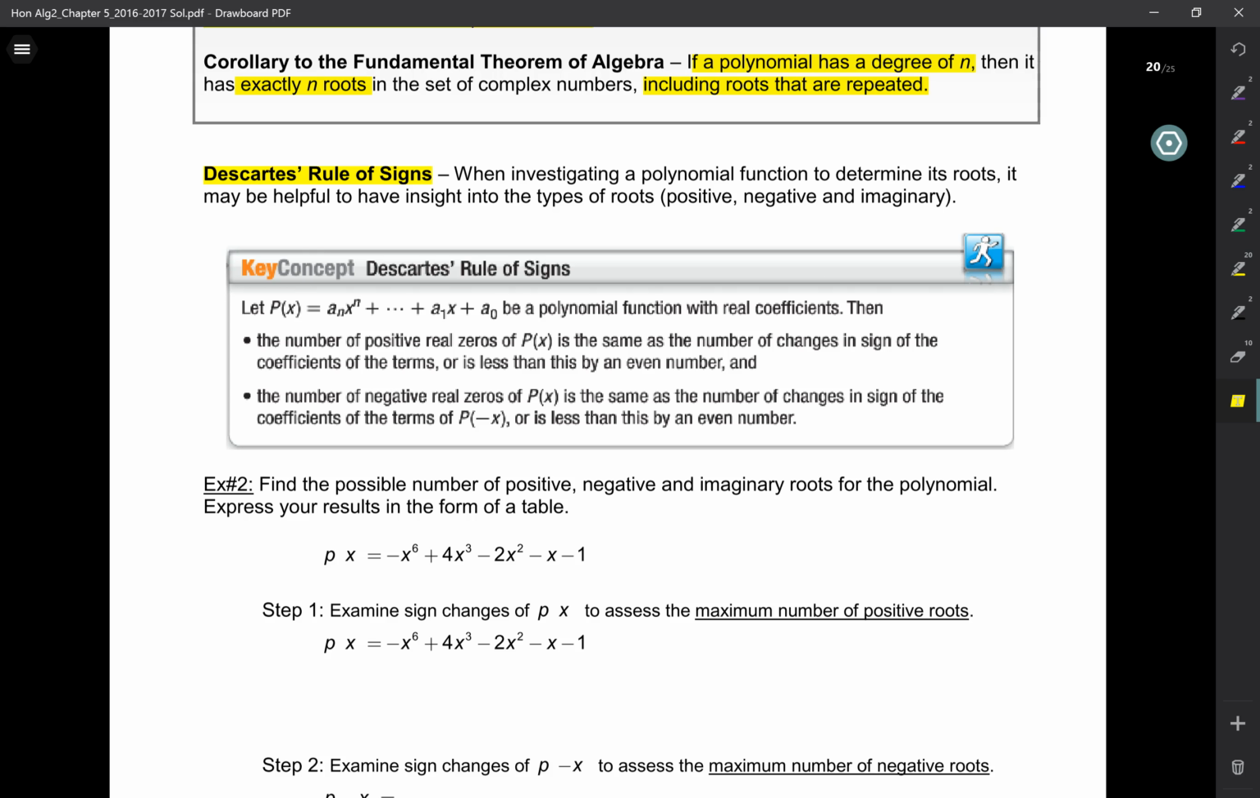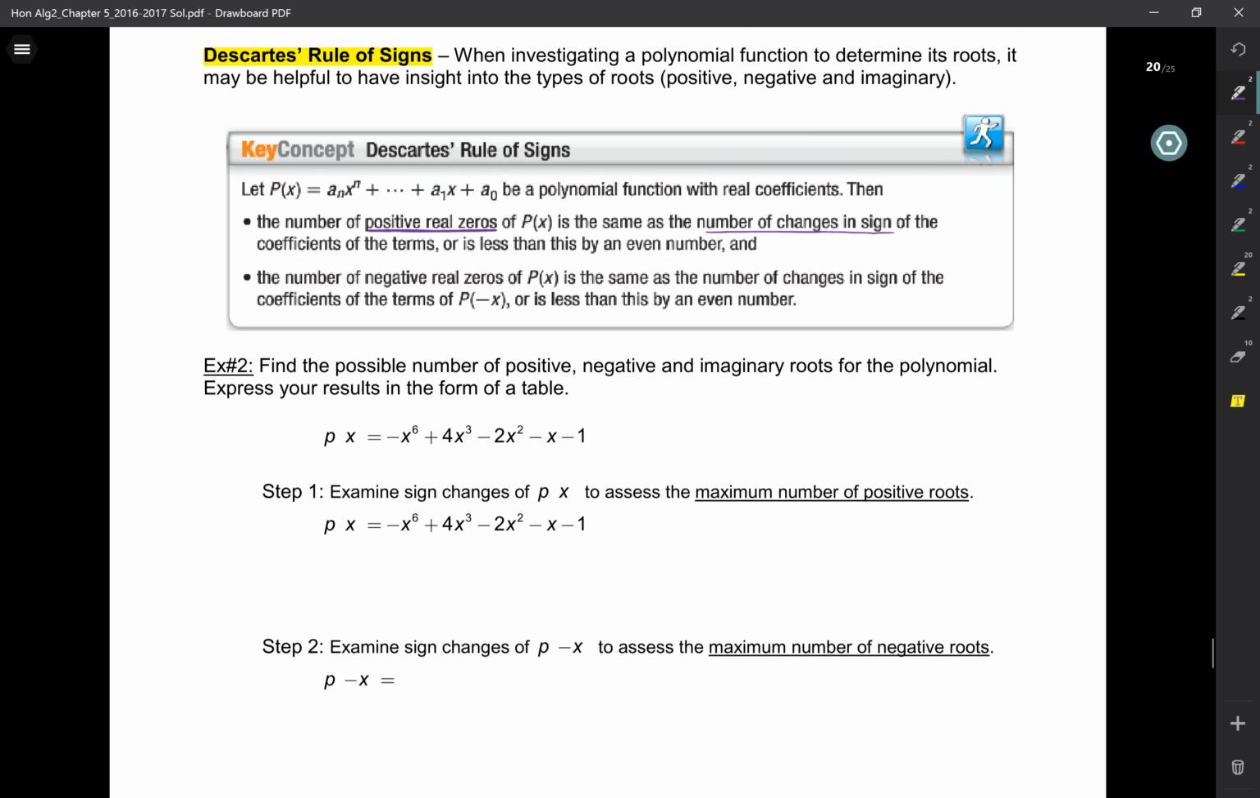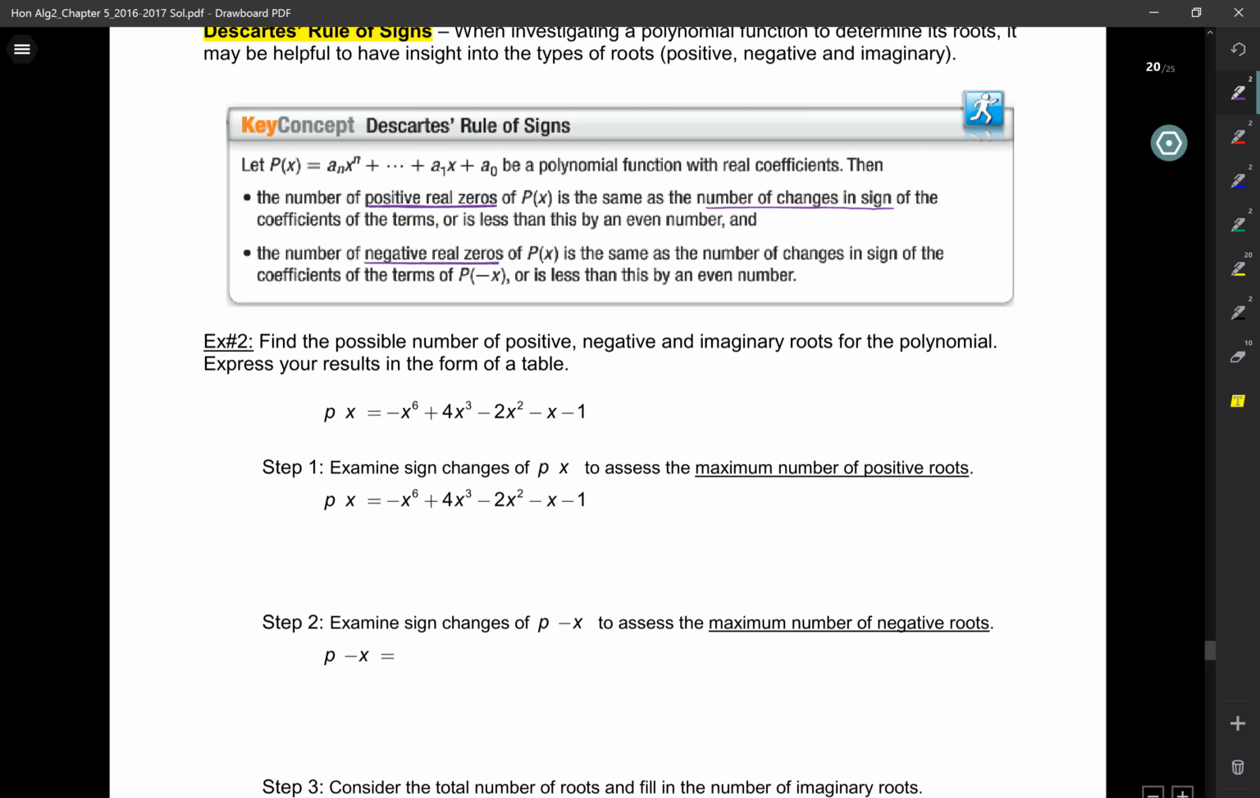Okay? All right, so how do we find it? To find the number of positive real roots, you basically look at P of X and you see the number of changes in sign of the coefficients. All right? And then you take that number and you keep going down by 2s. I'm going to do an example. To look at the number of negative real zeros, you find p of negative x, and you look at the number of times the coefficient changes sign. All right, so let's do an example.